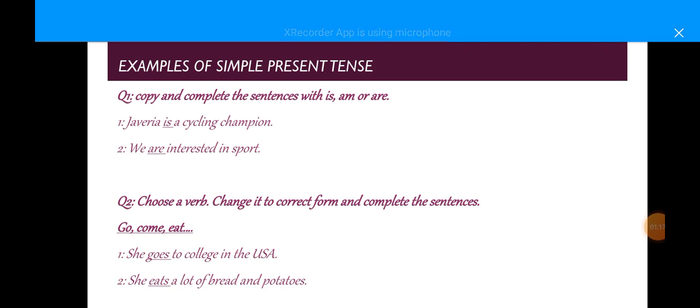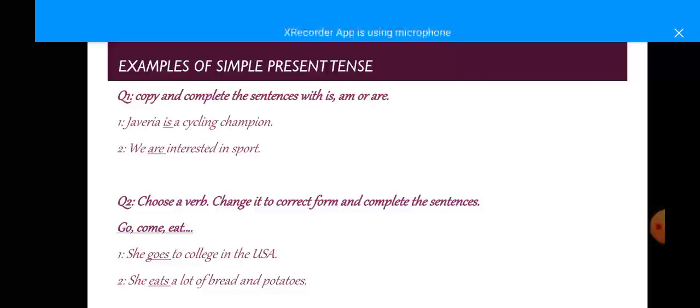Question number 2. Choose a verb, change it to correct form and complete the sentences. Over here, you're given 3 verbs: go, come and eat. These all are verbs. Now you have to choose one of them and complete the sentences given below. For example, she dash to college in the USA. Now we cannot write she go to college. We have to use its correct form, that would be in present. So we will write she goes to college in the USA.